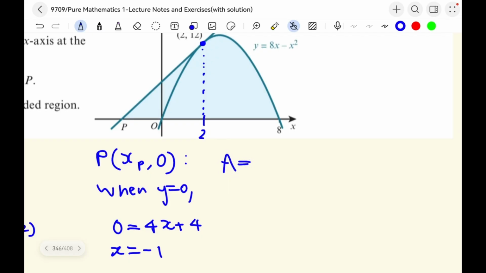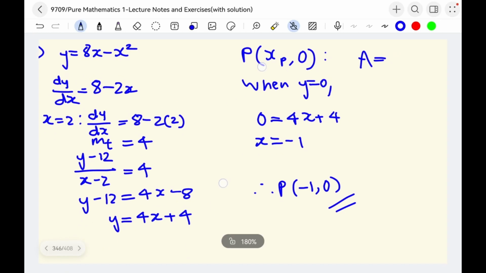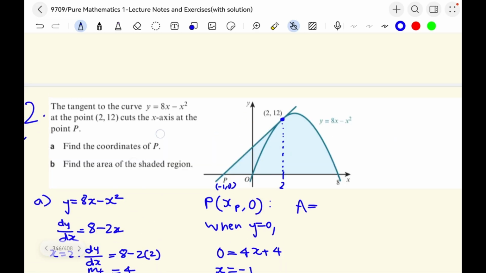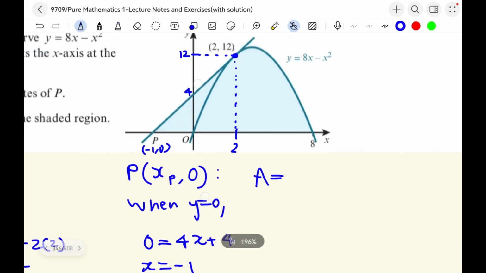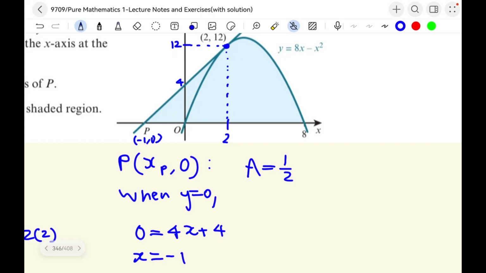Okay. Write a big A that represents the area of the shaded region. So this is -1 just now. The y-intercept for the equation is 4, which means that the height is 4. And this is 12. So it's half times the 1. Okay? So in area, we don't consider negative values. It's all positive. So this is the area of the first triangle.